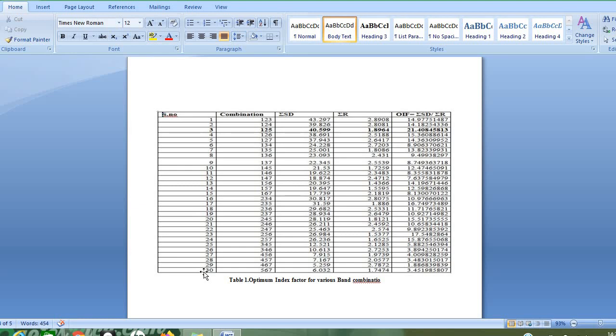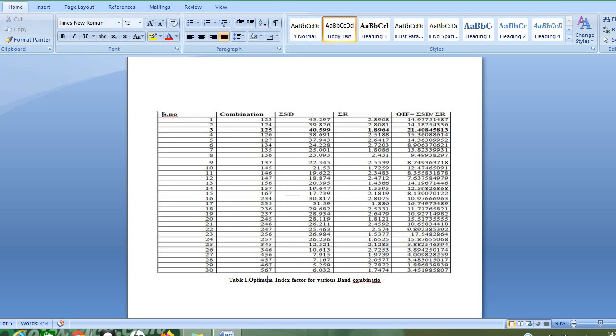combinations. Here band 1 to 3 is a combination, band 1 to 4 is a combination, and like that we get 35 combinations. Out of these 35 combinations, we need to choose the combination which has more variance data. How can we select that combination? The combination whose OIF value is more will give more variance data. So look for the OIF which gives more variance data.